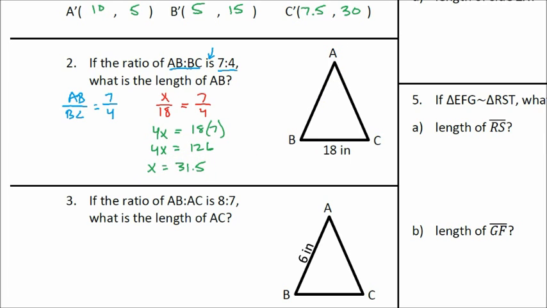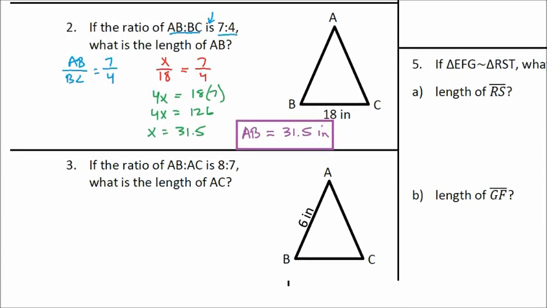So if you have to write this as a sentence, you would write, at least you would write this: AB is equal to 31.5, and our unit of measure is inches. So there is our answer. All right, let's go to the next one.